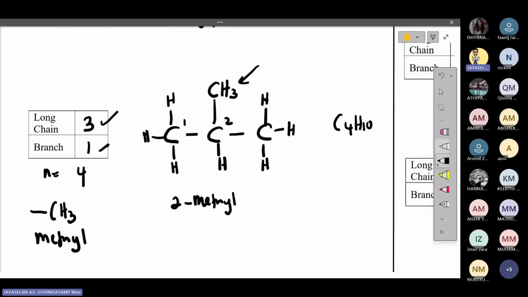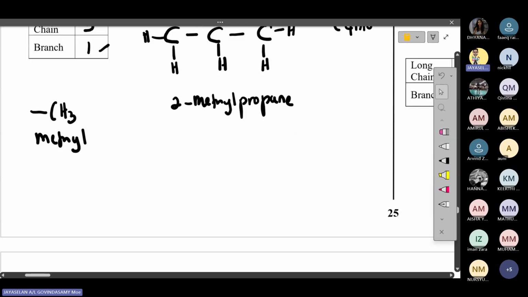Methyl. What is the name of the long chain? N3, right? So N3, propane. You guys already score 2 marks. Any question? So far, I already got 2 isomers. Any question? No question, eh? Okay, I try to check. Can I get another isomer or not?